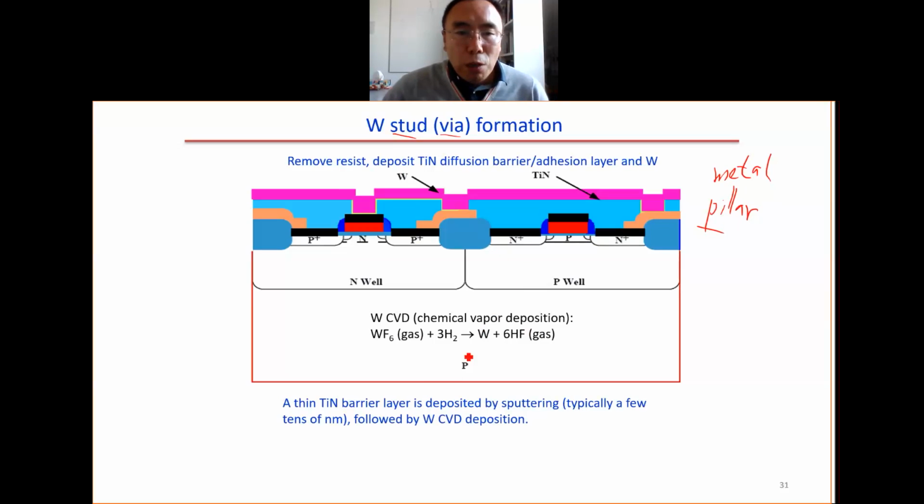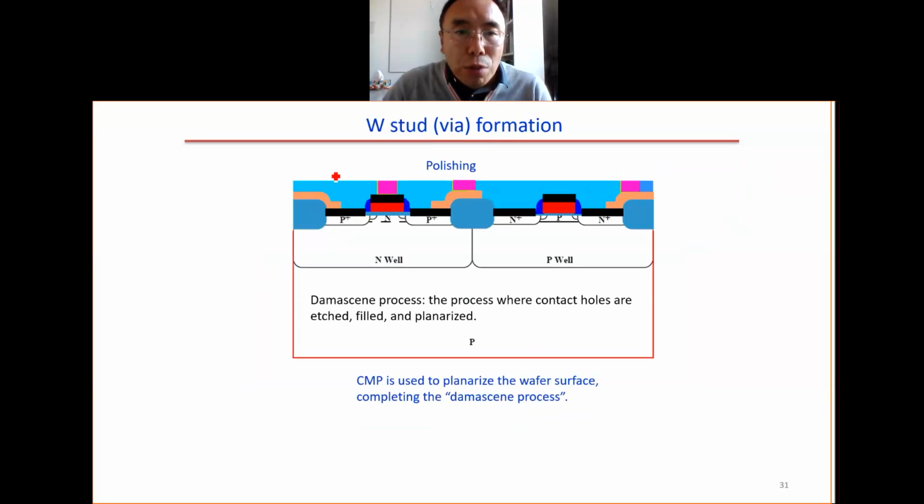So what do we do? First, we coat a thin layer of titanium nitride barrier layer. This barrier layer isolates the tungsten from the glass or from the silicon. Then we do tungsten CVD, chemical vapor deposition. We use WF6 gas and hydrogen to form tungsten metal, and the gas is pumped away. So this way we have the hole filled with the stud, the via, or the pillar. Then we do the polishing process to remove the metal on the top.